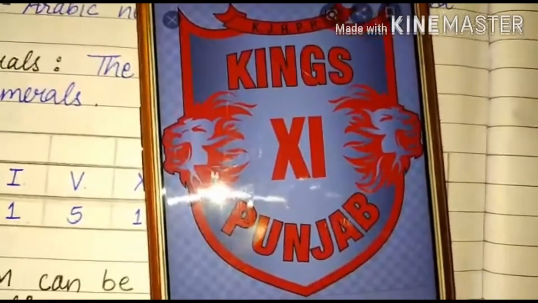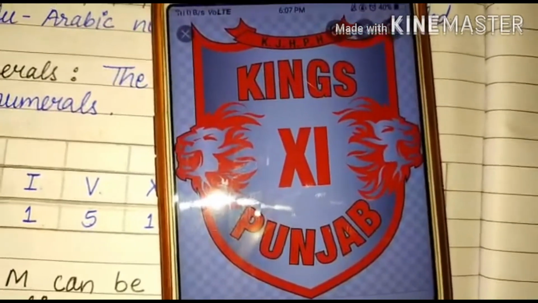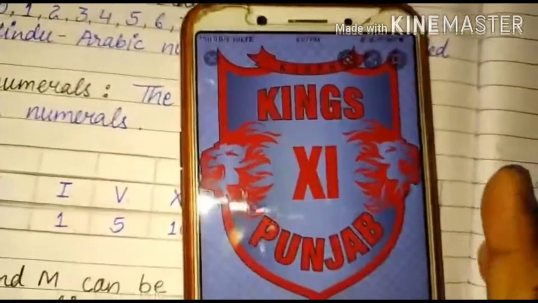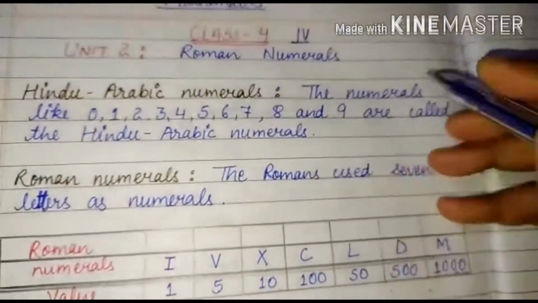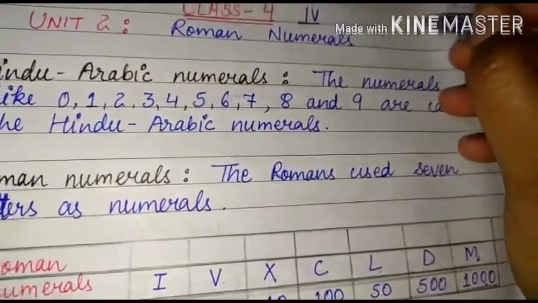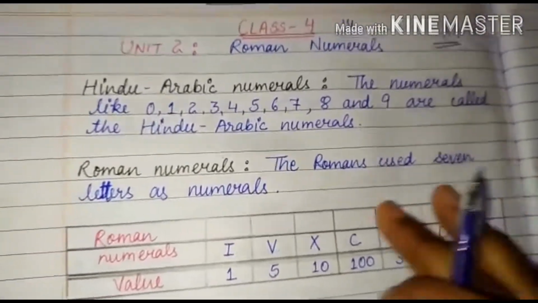If you do not read Roman numerals, then you will not be able to find out what this XI is. So it is very important, because if you get a number like this, you will be able to find out what it is. So I'll tell you XI is 11. I will tell you how. So let's begin with our chapter.